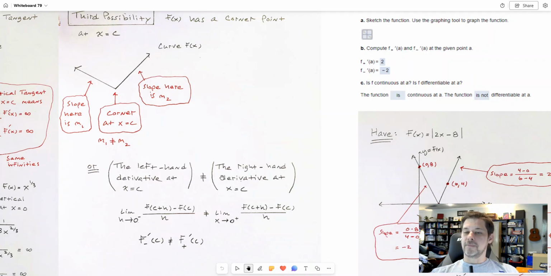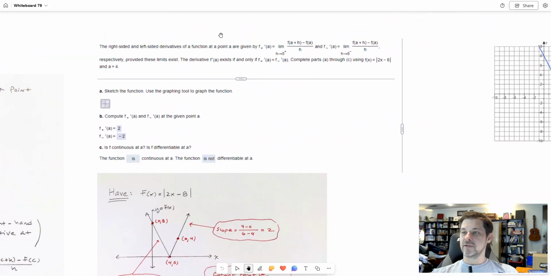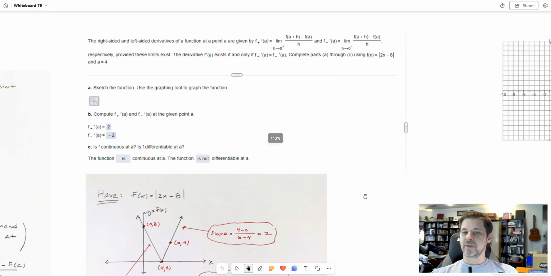Now, an example of a graph or a curve that has a corner point would be this one in this problem. Here's what it's asking. You see that part: there are those definitions of the right and left-hand derivatives.